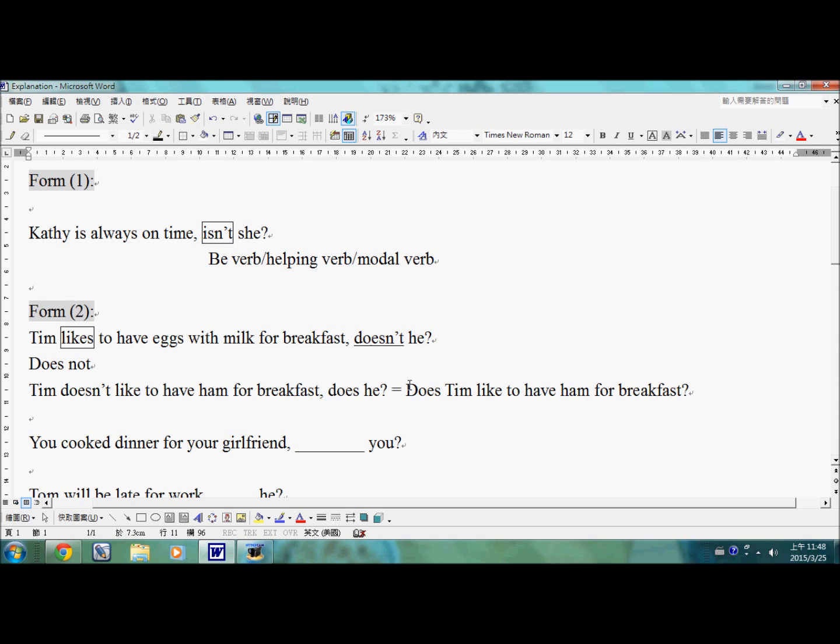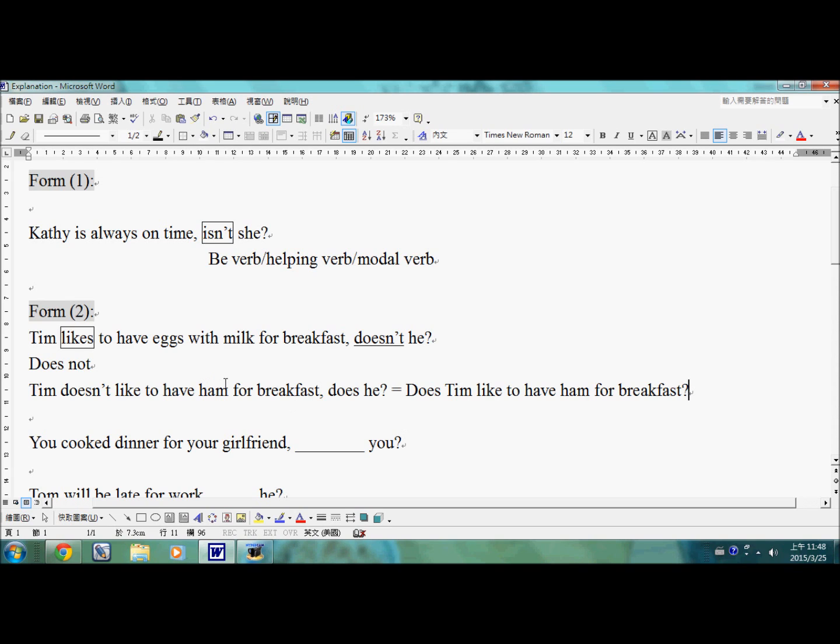So how to read a tag question? Let me repeat myself again. There are two ways. You can lower your tone like this one. Tim likes to have eggs with milk for breakfast, doesn't he? When I do this, I'm asking for confirmation. I want the other party, the person I'm having a conversation with, to confirm my answer, to confirm what I've already known. Tim doesn't like to have hamburger for breakfast, does he? To confirm what I've already known.